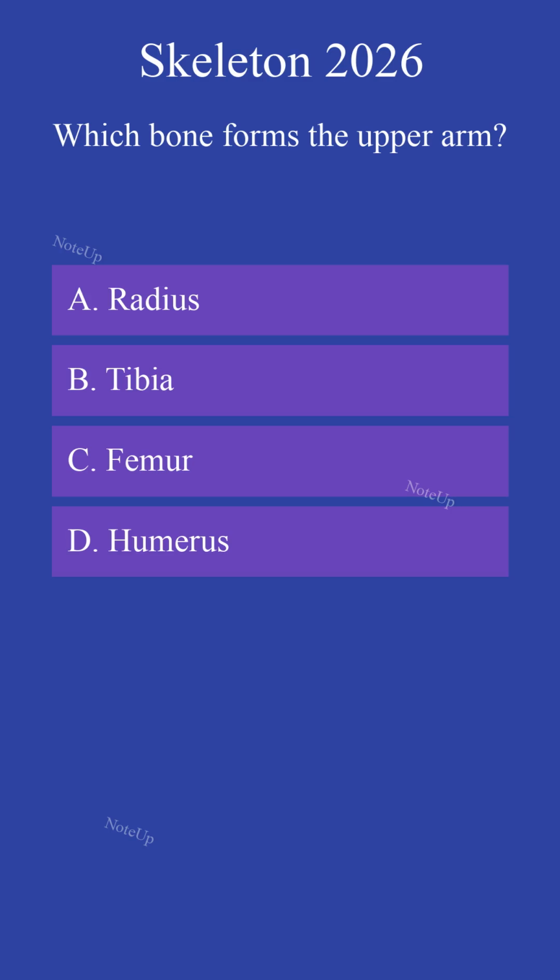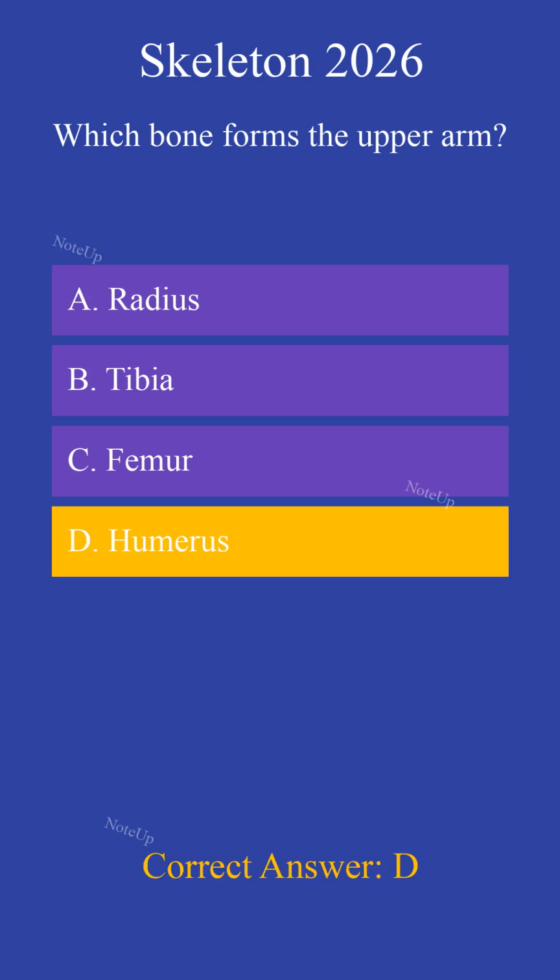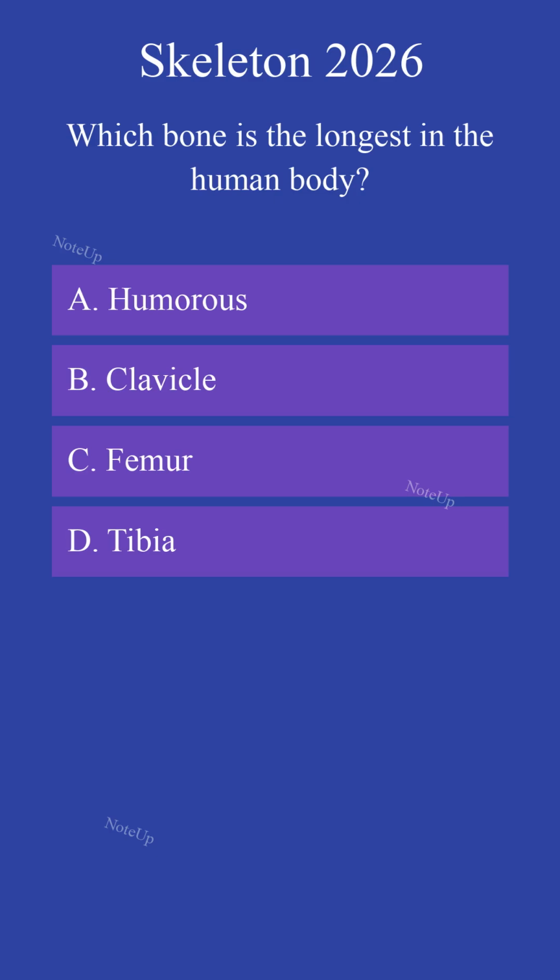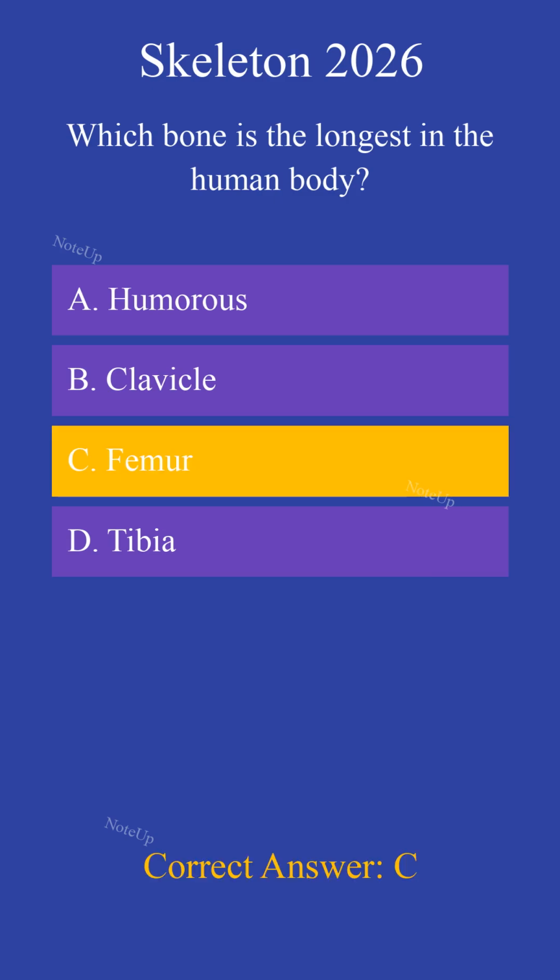Which bone forms the upper arm? The correct answer is D, humerus. Which bone is the longest in the human body? The correct answer is C, femur.